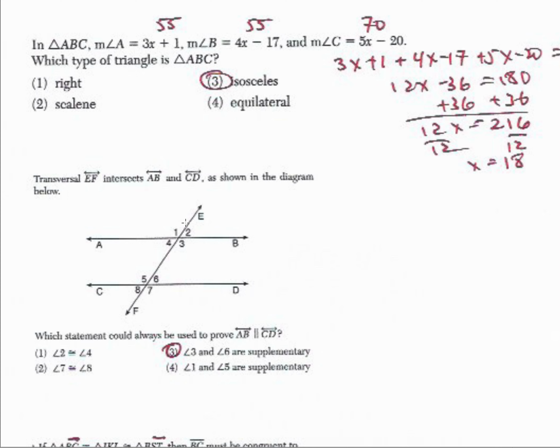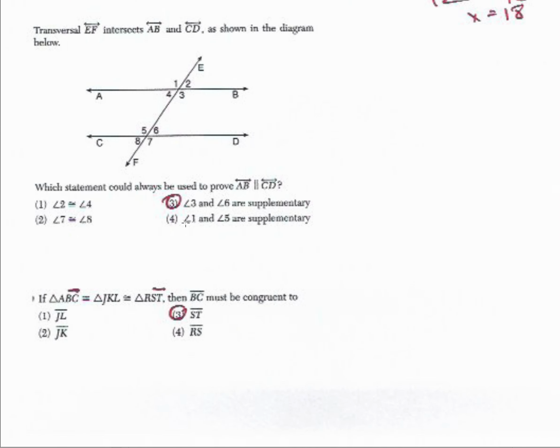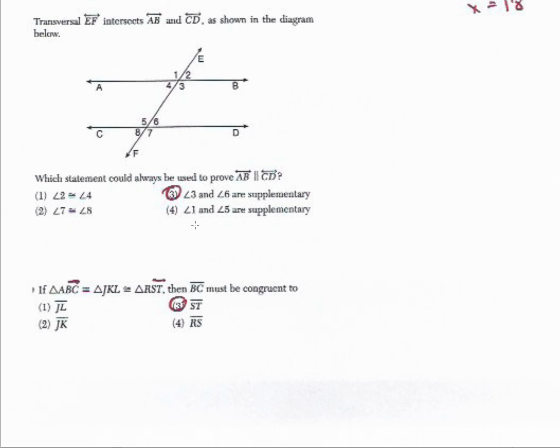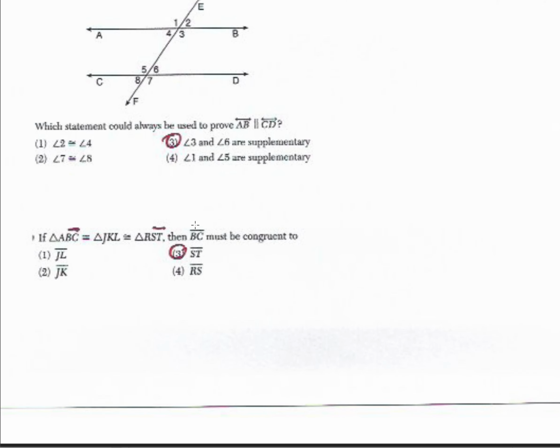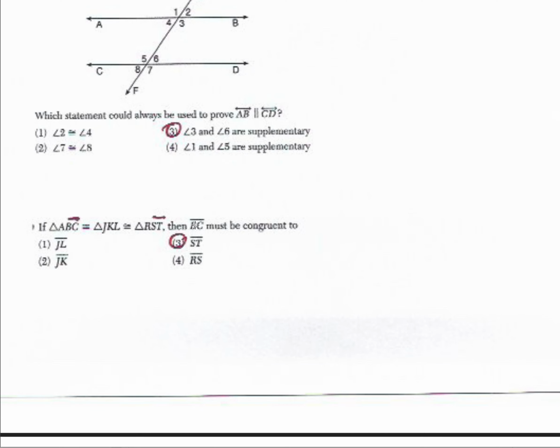All right, and next one, transversal EF intersects AB and CD as shown in the diagram. I know that if angles 3 and 6, consecutive interior, are supplementary, then the lines have to be parallel. And in the case of all the other choices, the things simply aren't true. For example, 1 and 5 are congruent in choice 4. They're not supplementary.